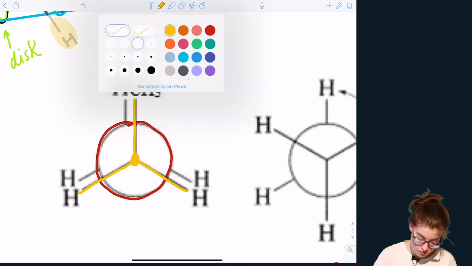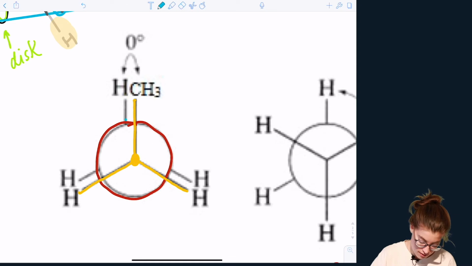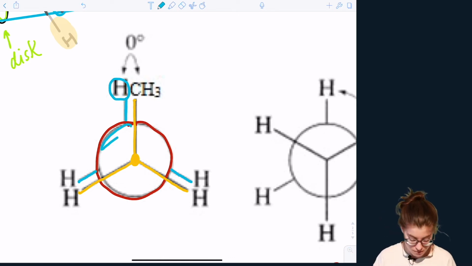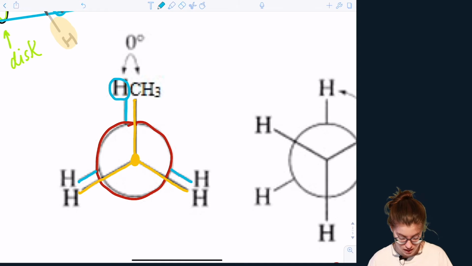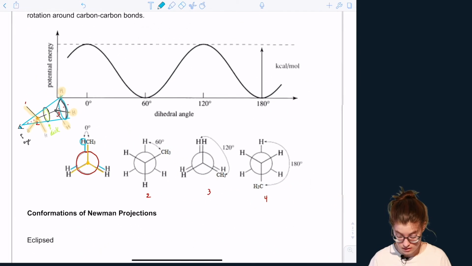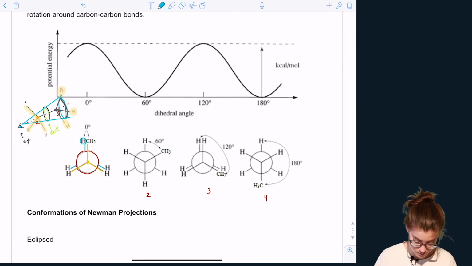But in the back here, this hydrogen is bonded to the back carbon, and so is this one, and so is this one. And how do I know that? Well, I know that because part of their bond is being obstructed by my disk. Okay, so that's how it helps me to visualize what's going on here.